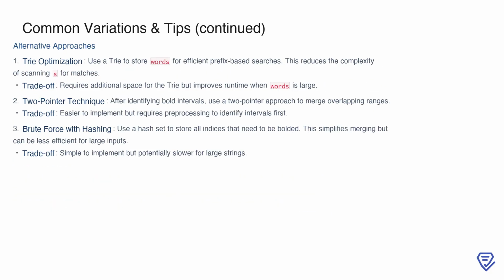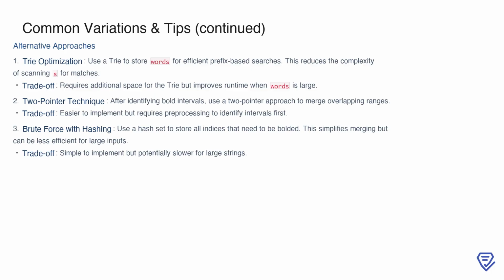There are also alternative approaches you can consider for this problem. One option is using a trie to store the words for efficient prefix-based searches. This significantly reduces the complexity of scanning the string for matches, especially when the list of words is large. The trade-off here is the additional space required to construct the trie. Another approach involves using a two-pointer technique to merge overlapping intervals after identifying the bold ranges. This method is easier to implement but requires pre-processing to determine the intervals first.